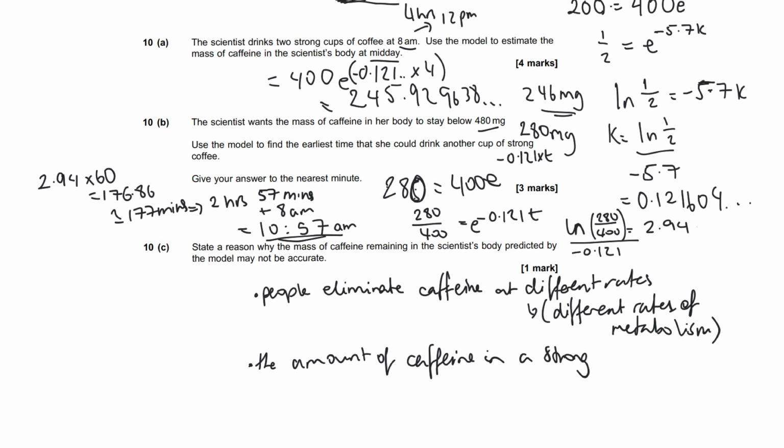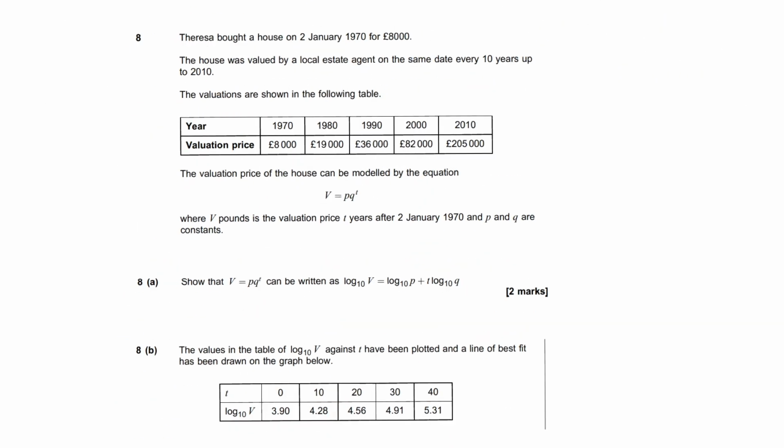So you don't have to put both. This is just giving examples of different reasons, because there's only one mark, so they just want one reason. This is give a reason. Strong cup of coffee may vary. So to be honest, it doesn't really matter which one, but anything that seems like a valid point, they'll accept. Okay, and then on to question eight.